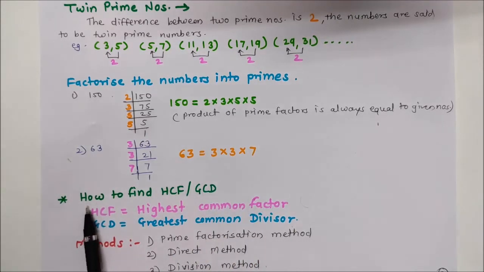Now we have to study how to find HCF and GCD. So what is meant by HCF? HCF means highest common factor. It is also called GCD. GCD is greatest common divisor. There are three methods to find the HCF and GCD. First method is the prime factorization method. Second method is the direct method, and third one is the division method.